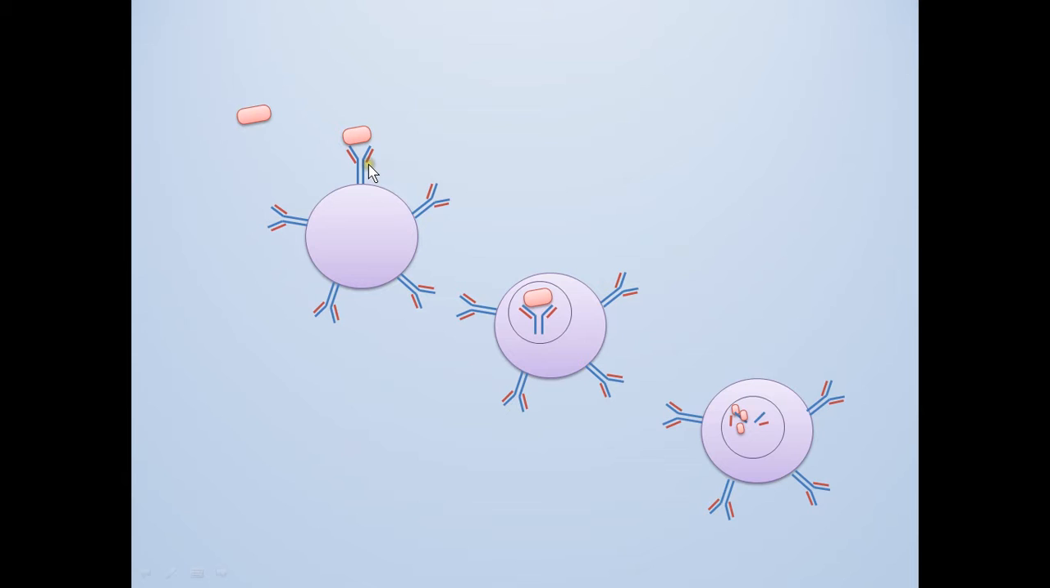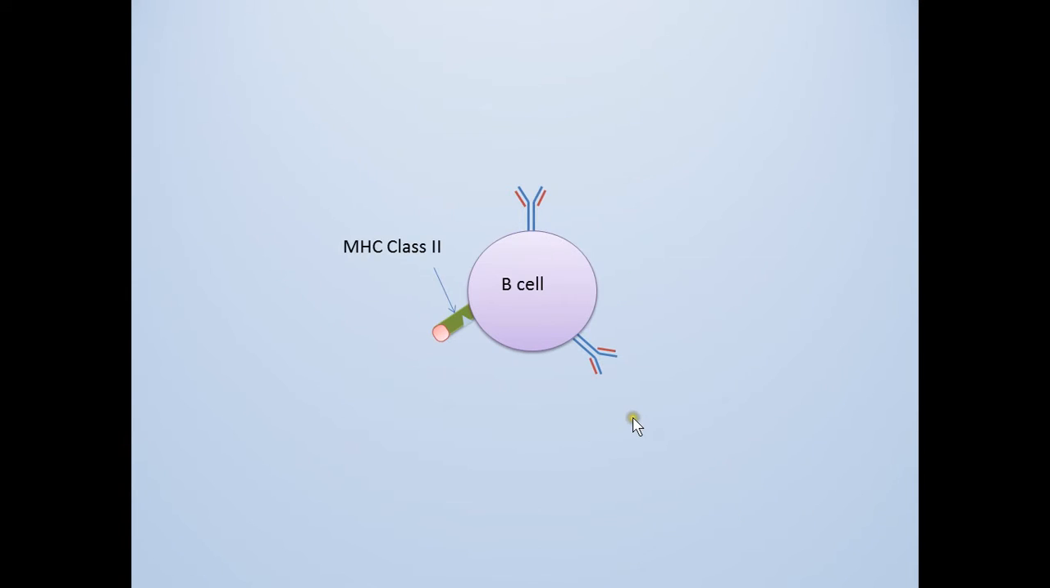Once bound to the antigen, the B cell internalizes the BCR with antigen, and enzymes within the B cell degrade the antigen down. The B cell then loads the piece of antigen onto an MHC class II molecule for presentation. Now the B cell is ready for full activation.